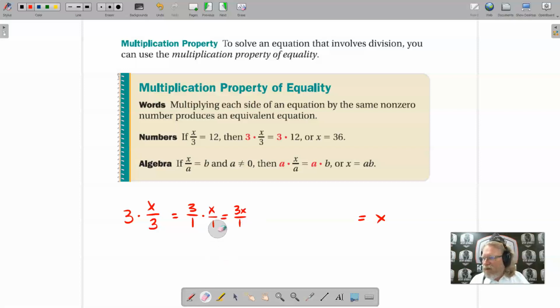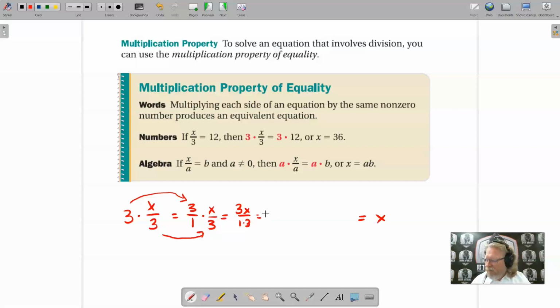I paused and realized what I did. That's x over 3, right? Not x over 1. So here's the 3. My 3 is just being represented as 3 over 1 as a fraction. And then I bring over my x over 3. Now I put those together, I end up with 3 times x over 1 times 3, right? Multiplying fractions, multiplying straight across.